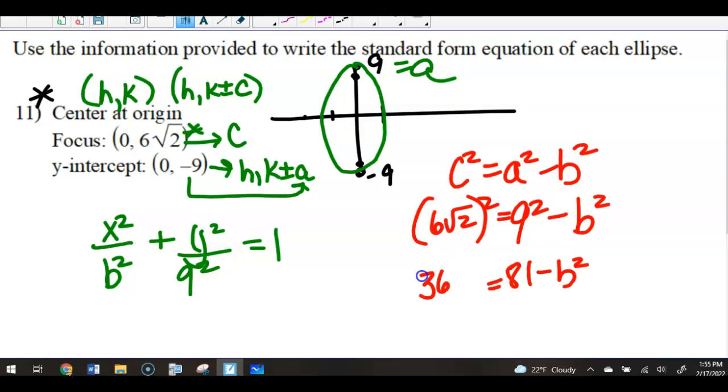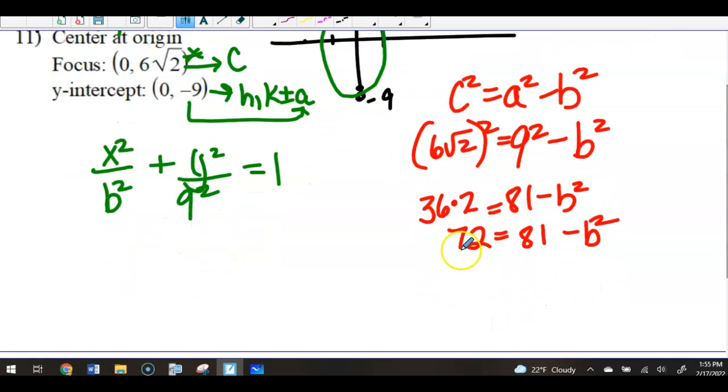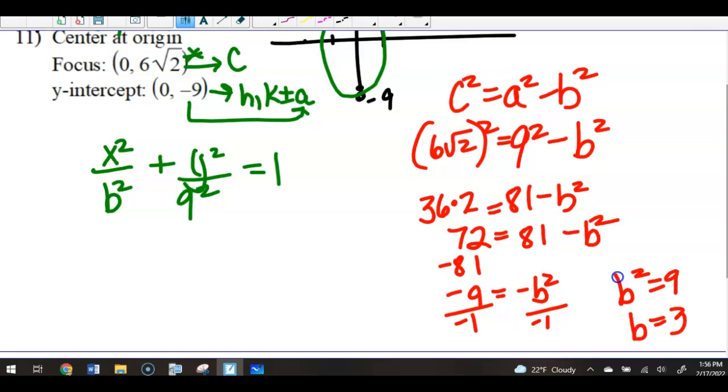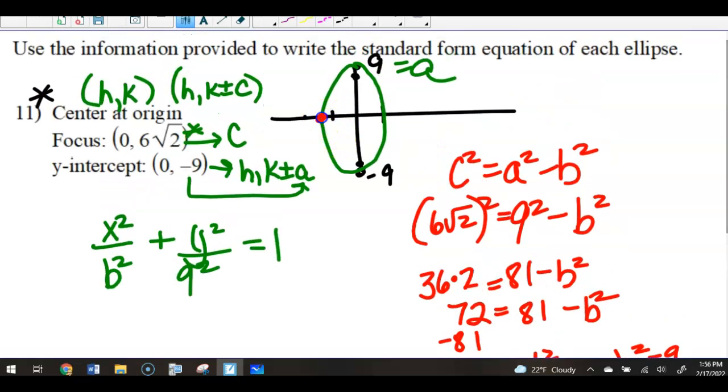6 squared is 36, square root of 2 squared is 2, so I have 72 equals 81 minus b squared. Well, I could subtract 81 and I get -9 equals b squared. I divide them both by -1 and I get b squared equals 9, or b is 3. If I wanted to draw this accurately, this would be -3 and this would be 3. But the bottom line is that b squared was 9 after we squared it, and this one was 81. So we ended up with x squared over 9 plus y squared over 81 equals 1.